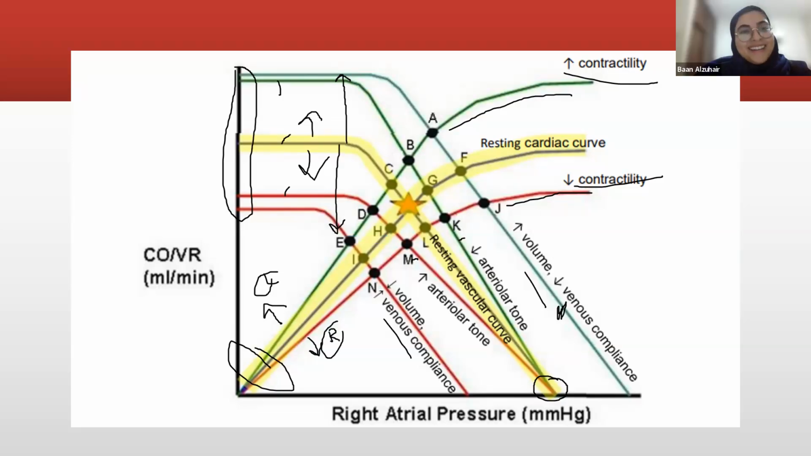Does everyone understand this graph? If you don't, I'll re-explain. This is really important, because the doctor can ask you about any of these points, A, B, C, D, E, up until J. They can ask you about anything over here. Is this clear, guys?